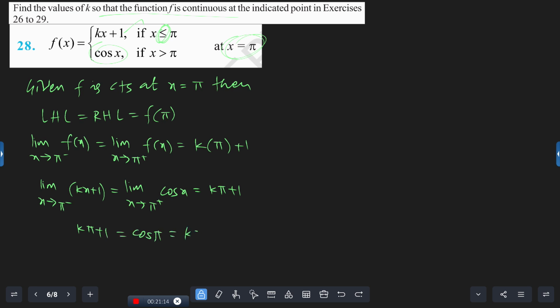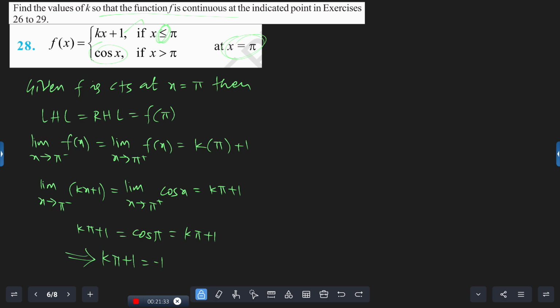Children, do you know what cos pi is? Yes, minus 1. So k pi plus 1, where the cos pi value is minus 1. We don't need to take both, because the first and last are the same, so any one is enough.